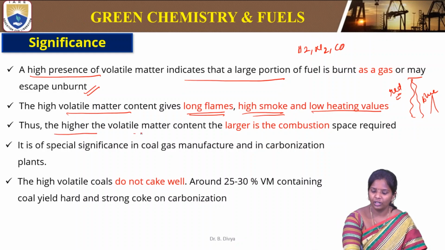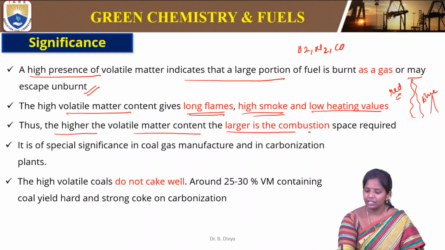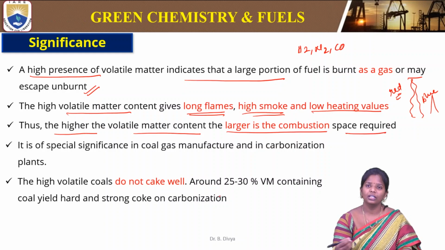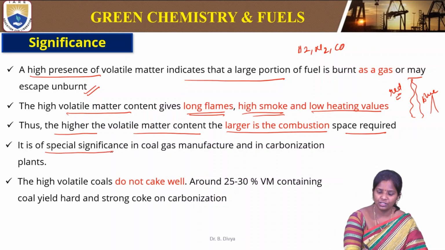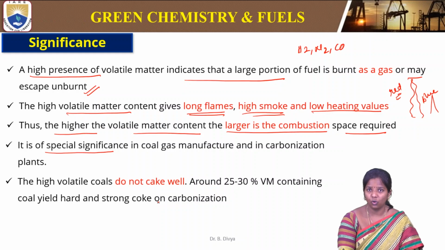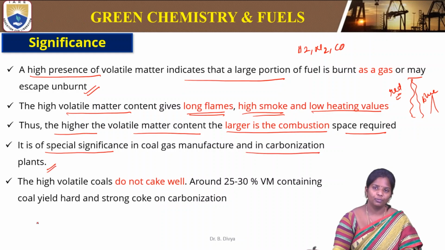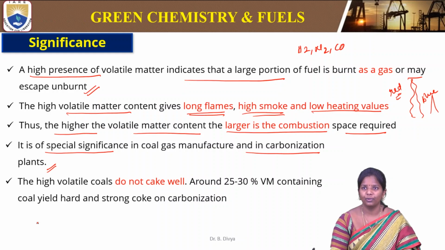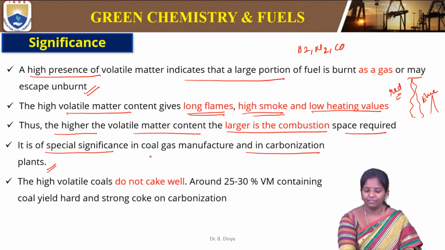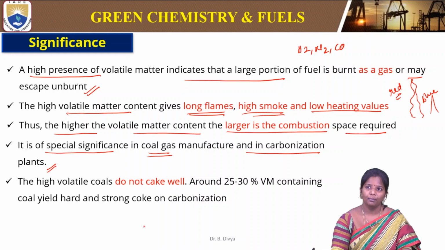Thus, the higher the volatile matter content, the larger is the conversion space required. So it requires a larger conversion time, because whenever the volatile matter is high, it takes a large time for the conversion process. It is of special significance in coal gas manufacture and in carbonization plants. So, removal of this volatile matter is important in coal gas manufacture and carbonization plants.